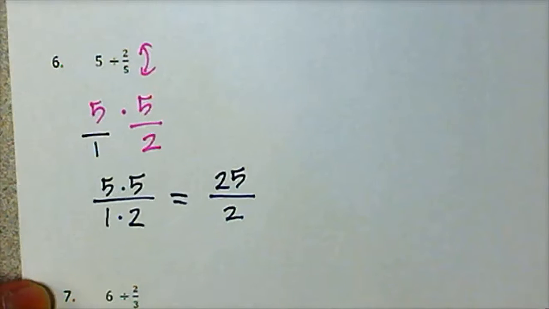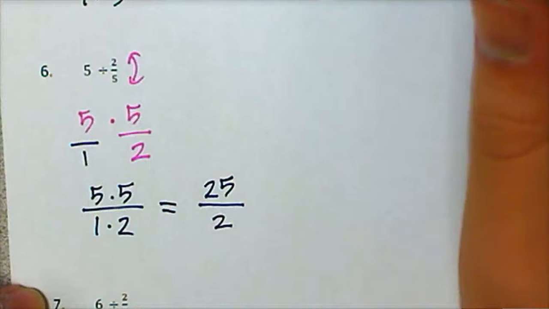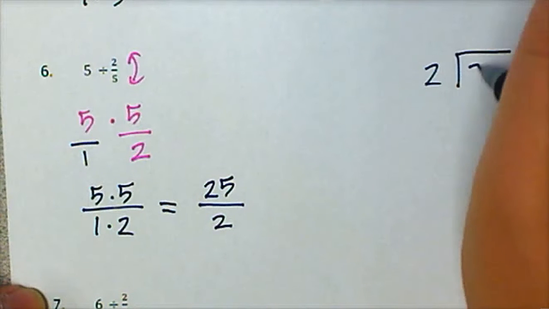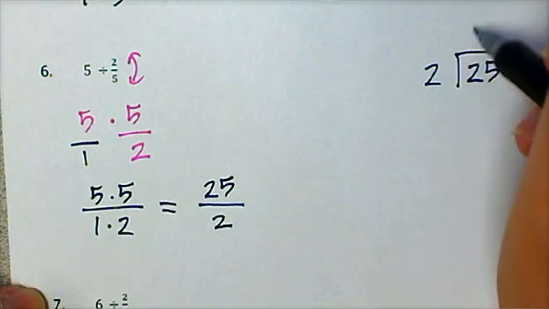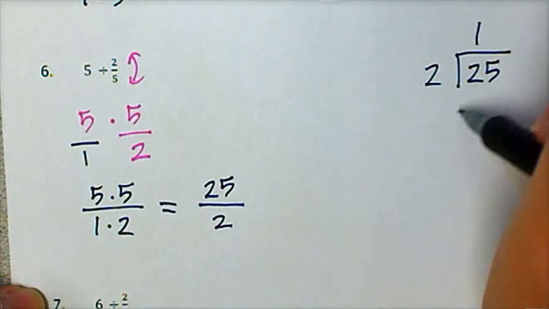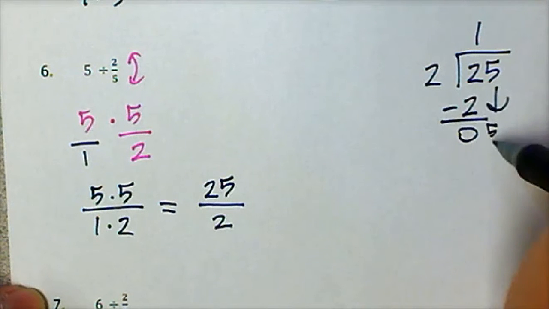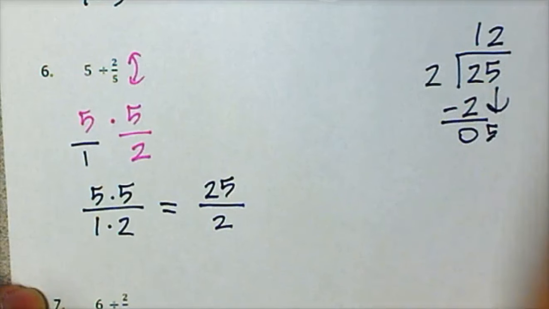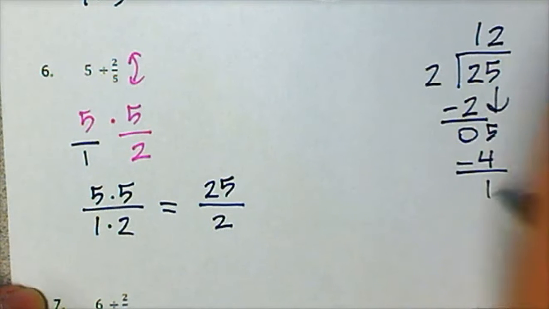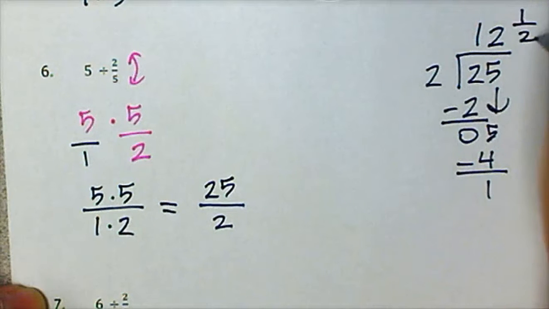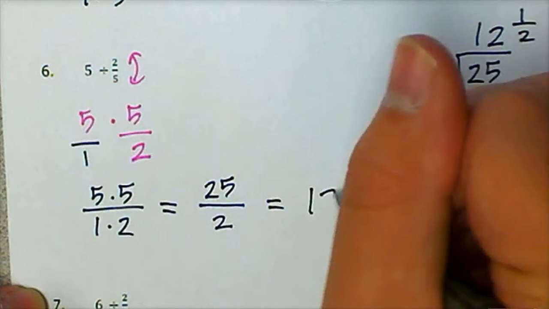And now we need to change this into a mixed number. So 2 will go into 2 one whole time. 1 times 2 is 2. Bring down my 5. 2 will go into 5 twice. And you get a remainder of 1. So this becomes the mixed number 12 1/2.